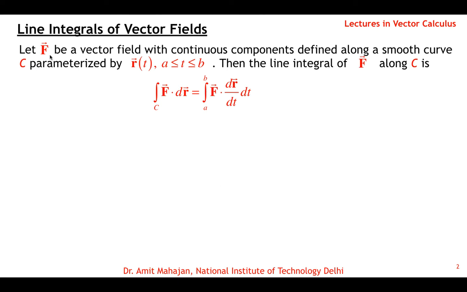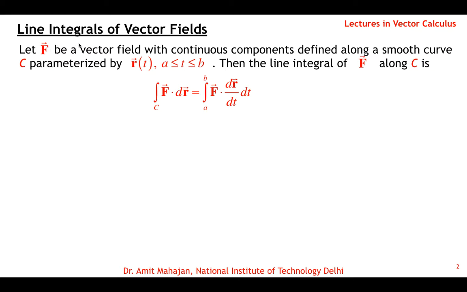So let you have a vector field F with continuous components defined along a smooth curve C parameterized by r(t), where t varies from a to b. Okay, so F is a field with continuous components. That means F, for example, in space can be written as having components in i, j and k direction.